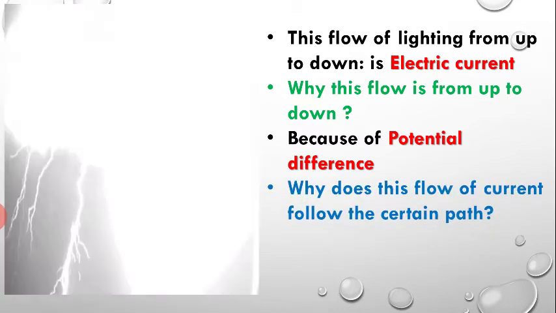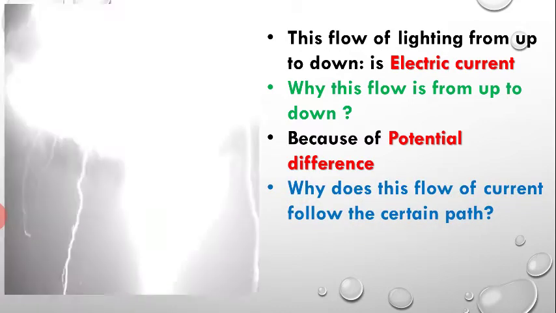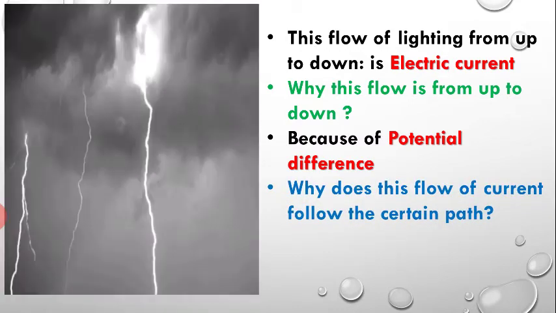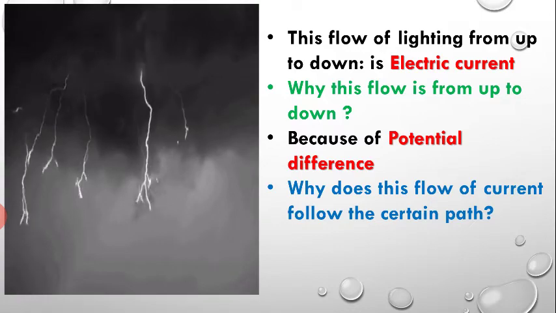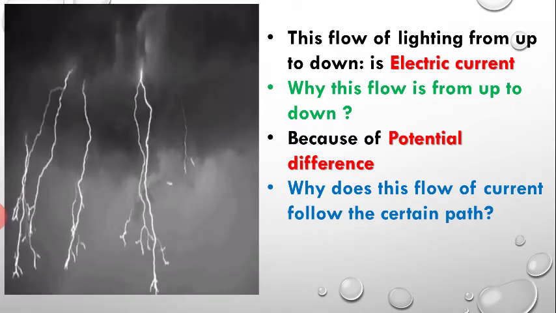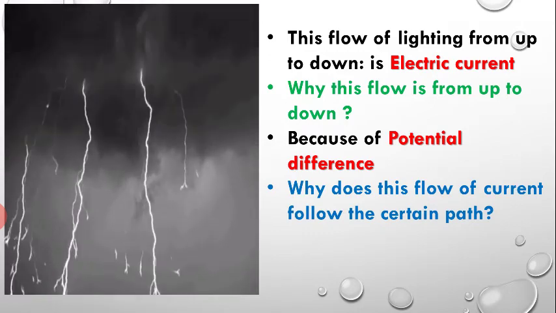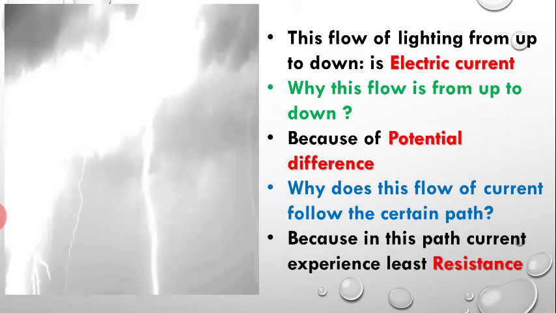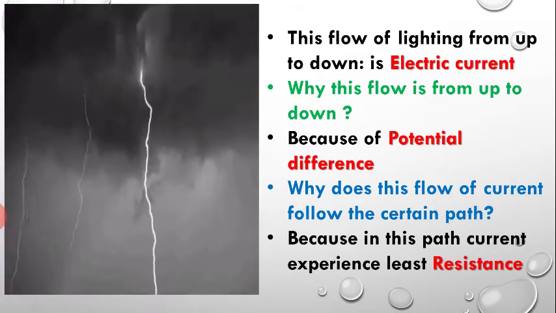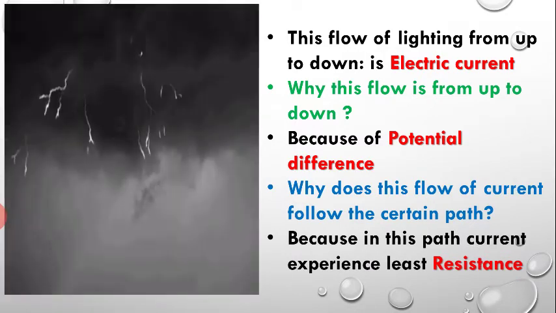Why does this flow of current follow a certain path? You will see that this lightning is flowing in a more or less zigzag path. Okay, this lightning is not following a straight path. Why? Because in this zigzag path, the electric current experiences the least resistance.